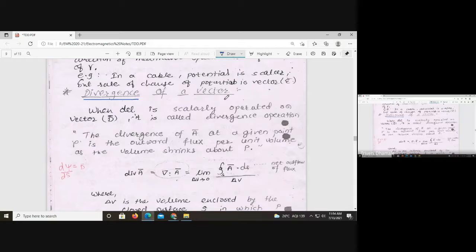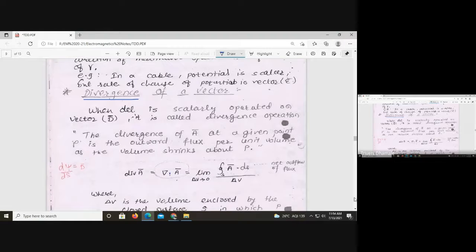Divergence of a vector. The divergence operation is possible for only vector quantity, not a scalar quantity. Okay? When we operate del on a scalar, it is a gradient. When we operate del with a dot product, scalar product, on any vector quantity, that operation is divergence. The dot is important between the del and any vector quantity. So when del is scalarly operated on vector A bar, it is called the divergence operation.